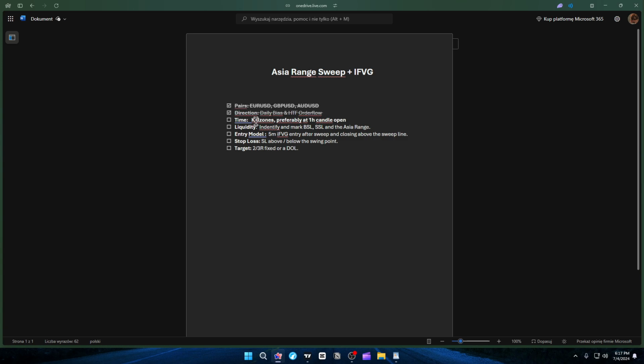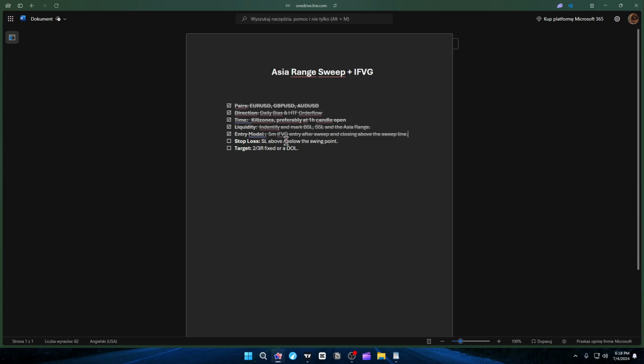For the time, the best time to enter in this type of trades is kill zones and preferably at 1 hour candle open. So like first 15 minutes of every hour. Now liquidity, identify and mark buy side liquidity, sell side liquidity and the Asia range. Entry model, 5 minute inverse fair value gap and entry after sweep and closing above the sweep line. I will show you an example soon if you don't understand.